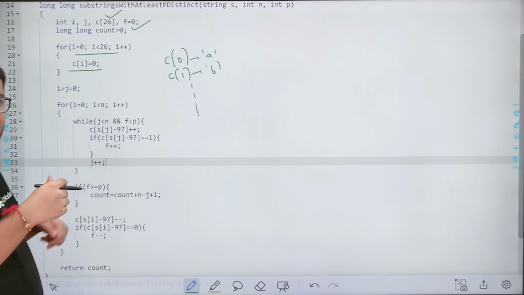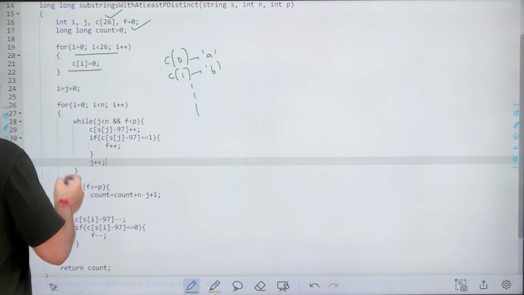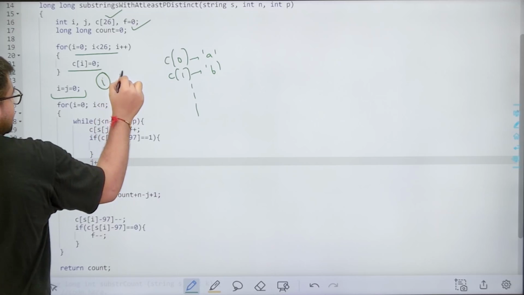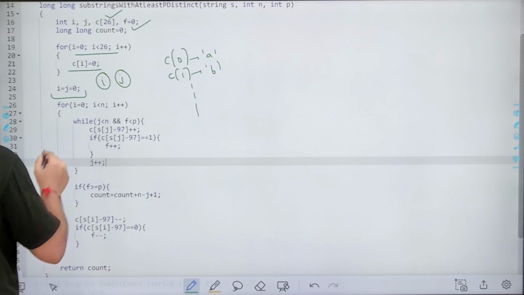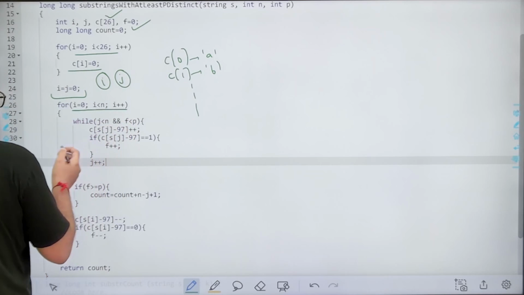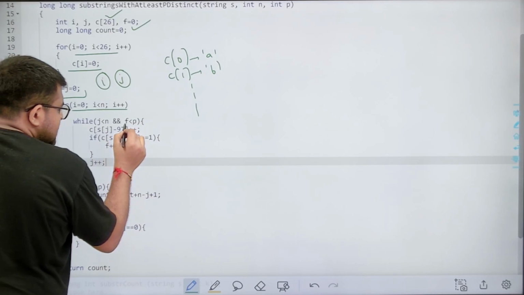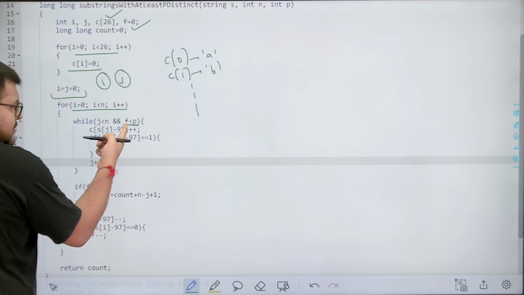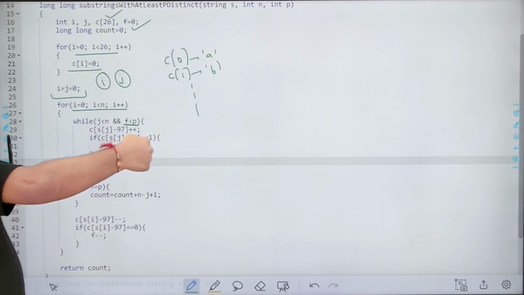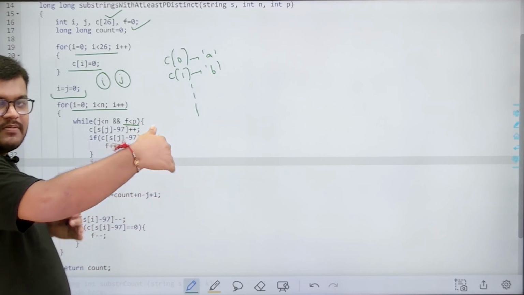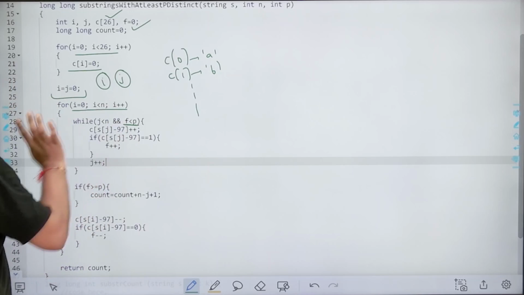Instead of L and R, which I used while explaining, here I have taken i and j. So i is the starting index of a substring and j is the ending index of a substring. For i equals 0 to n, I am changing the starting index. While the number of distinct characters is less than p, I'll keep incrementing j. So I'll keep making the substring bigger and bigger, so that my number of distinct characters becomes equal to p.